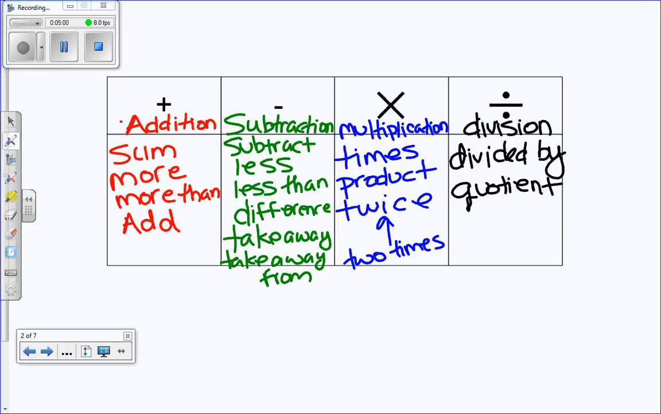Once again, there are many other words we could add to our list, but here's what we're going to start with. These are ones that we're going to see a lot. And then, of course, as we come up with other things, we can always go back and add them on later. All right, so let's continue on.